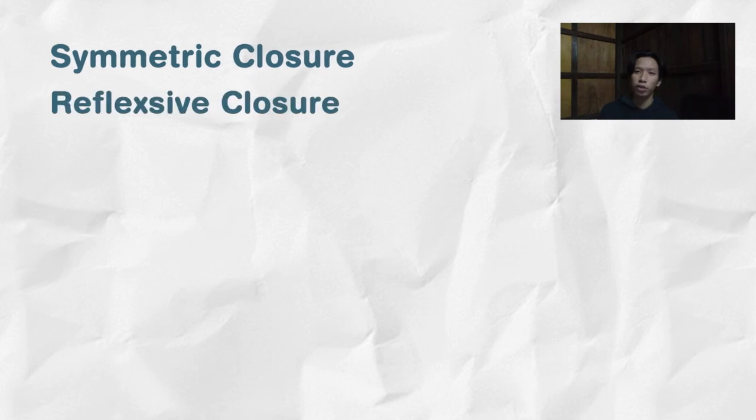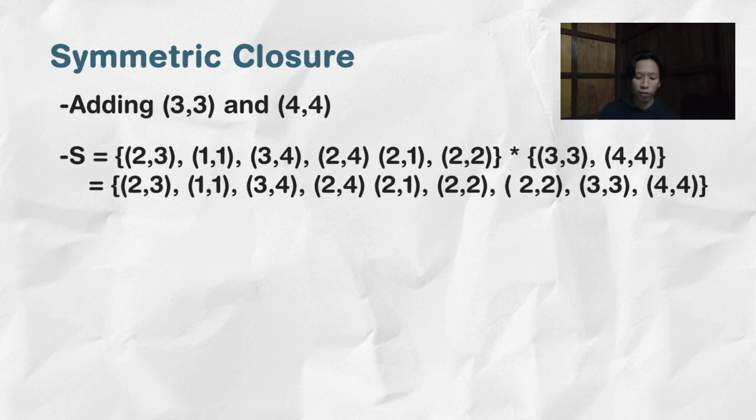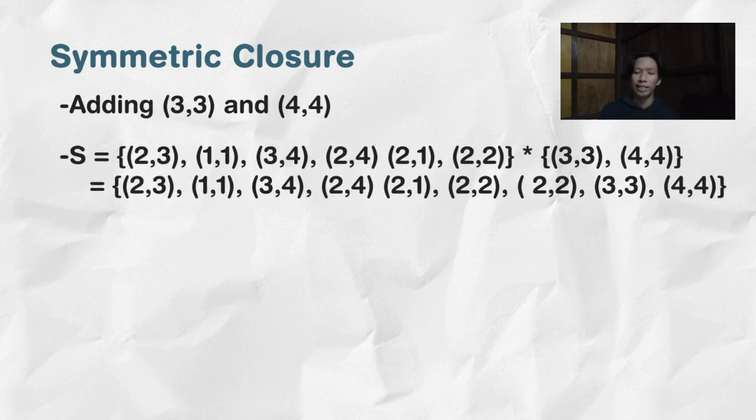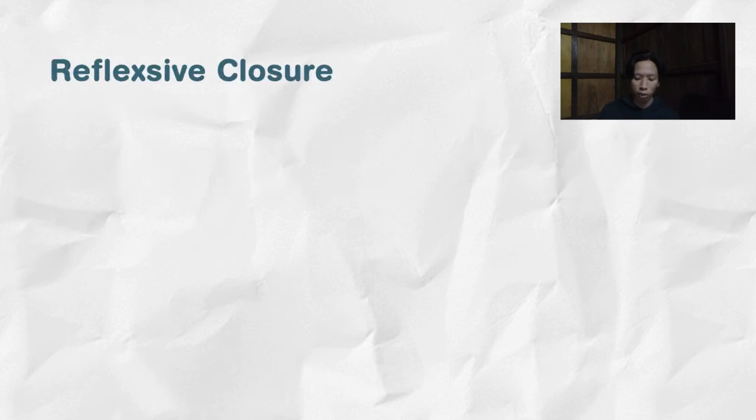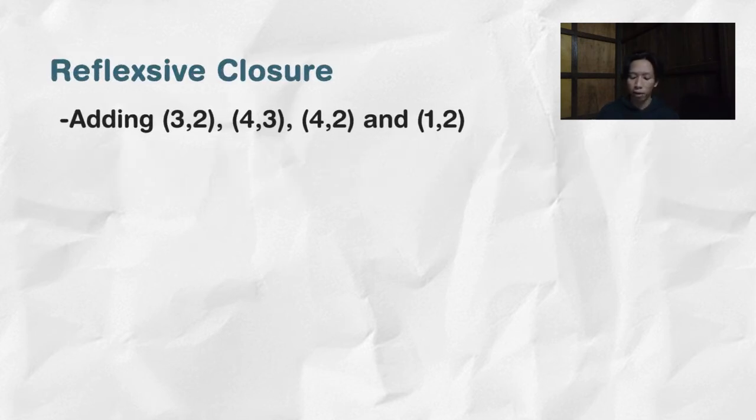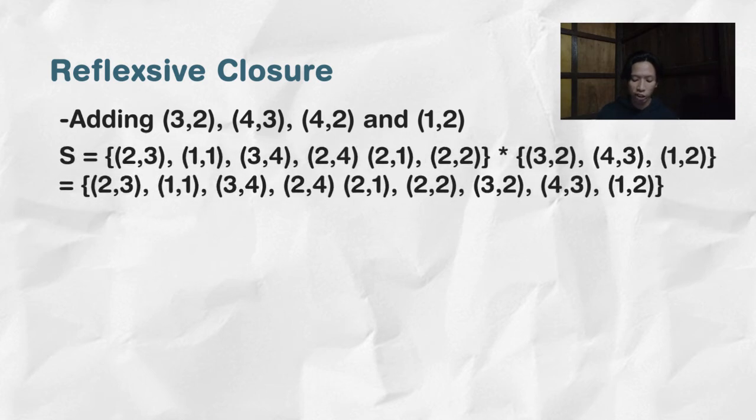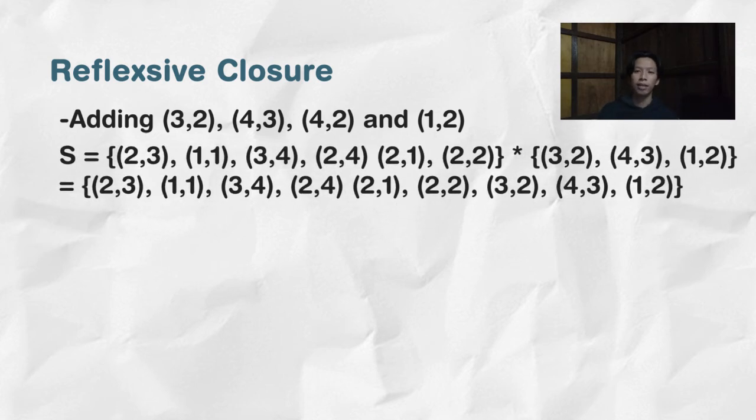The relation must have the symmetric closure and reflexive closure to make its composite relation. In this case, for the reflexive closure, we will add 3,3 and 4,4, so the relation can be reflexive. And for the symmetric closure, we will add 3,2, 4,3, 4,2, and 1,2, so the relation can be symmetric, and then it will be a composite relation.